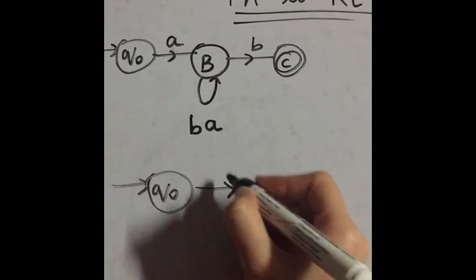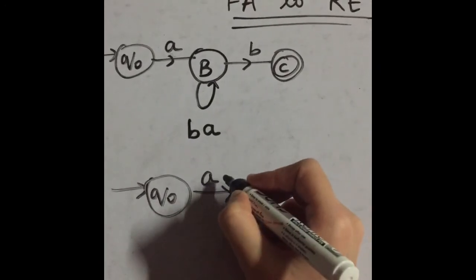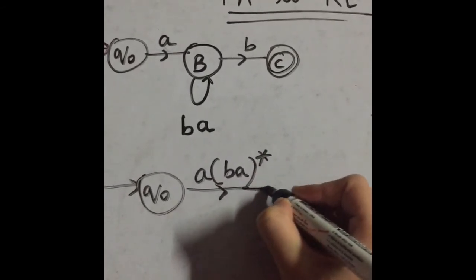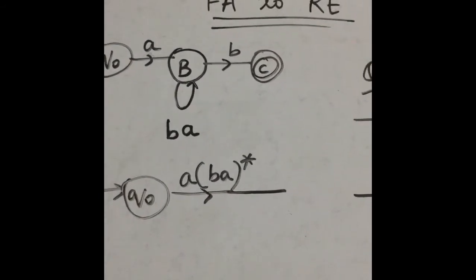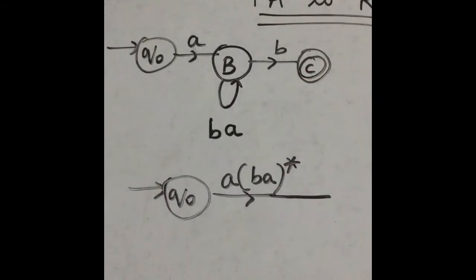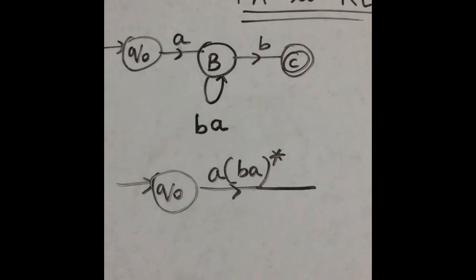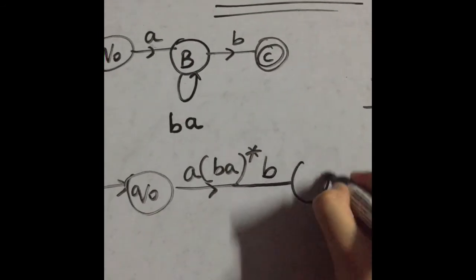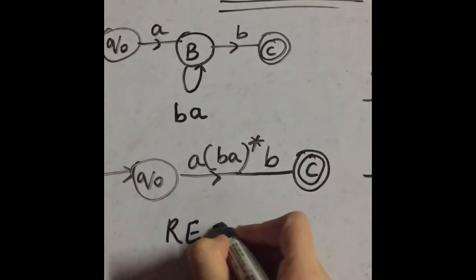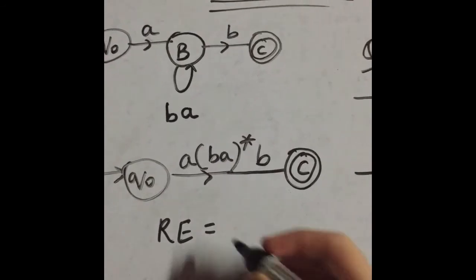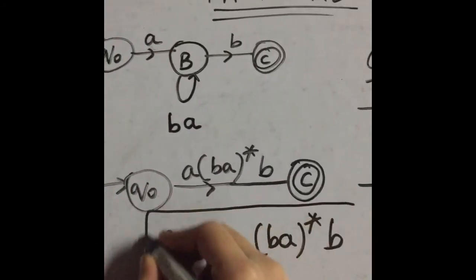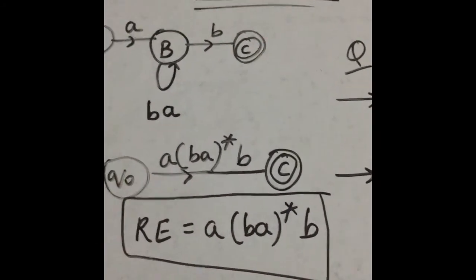Q0 is a state and there is a transition A (BA) whole star. Why whole star? As you well know, star means starting from 0, like whole numbers. So any number of BA, even 0 times, simply AB is also accepted. So A (BA) whole star B, and this is my final state C. So we get the regular expression now without finding it directly. We have the regular expression A (BA)* B.